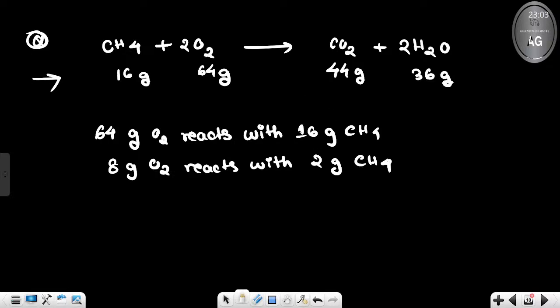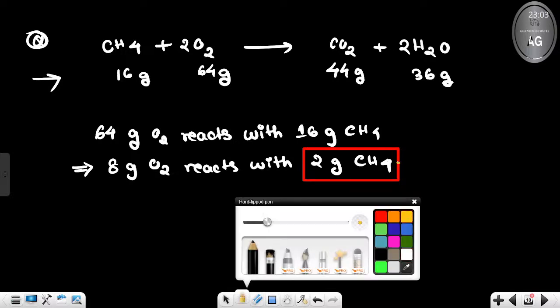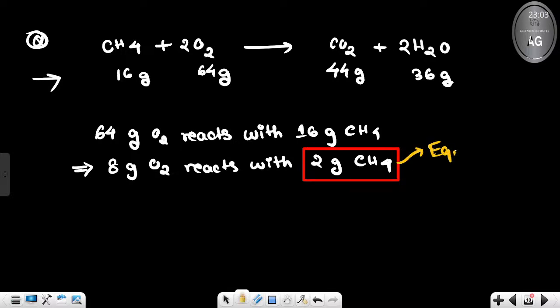Right? Simple unitary method. So if 64 gram O2 reacts with 16 gram CH4 from the given equation, then 8 gram O2 must react with 2 gram CH4. But the mass that reacts with 8 gram O2 is the equivalent mass of CH4. So the equivalent mass of CH4 in this equation is 2 gram. Did you understand? This is the equivalent mass of CH4 in this equation.